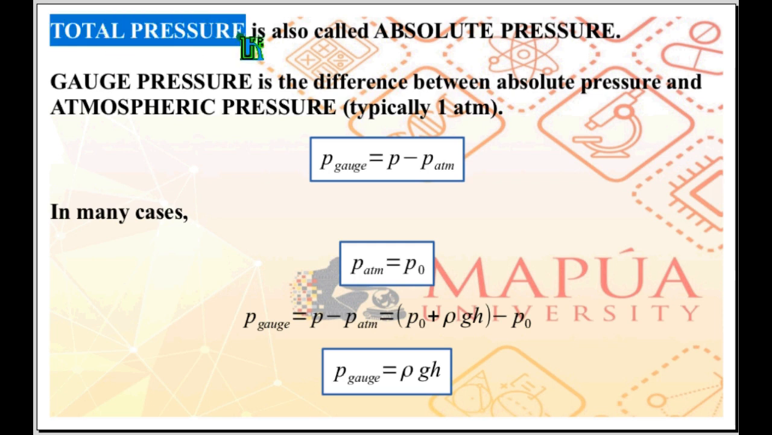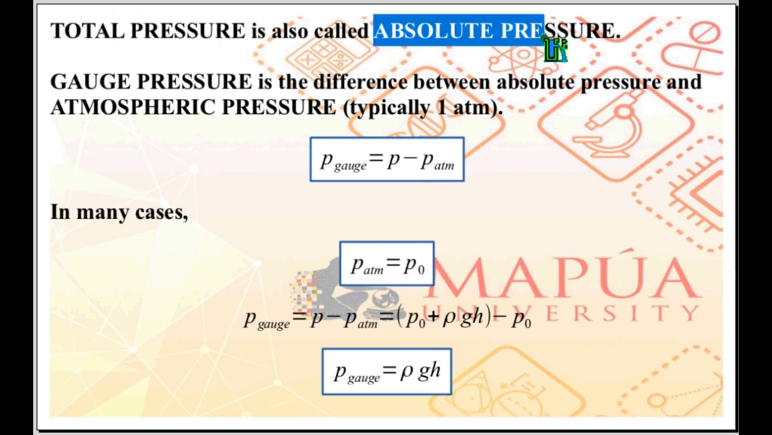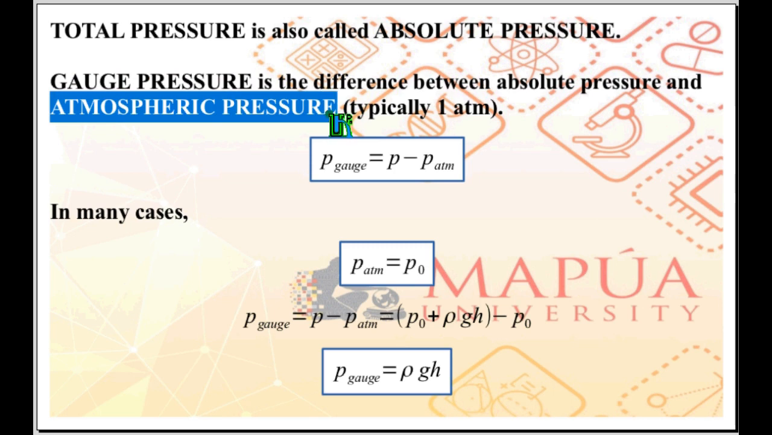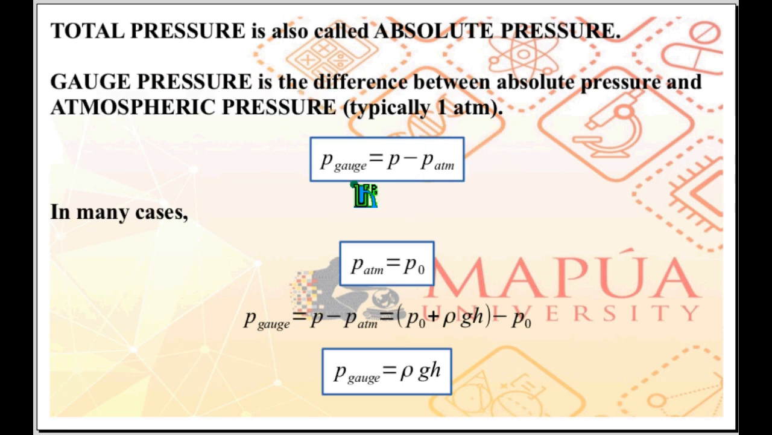Total pressure is also referred to as absolute pressure, whereas gauge pressure is the difference between absolute pressure and atmospheric pressure. Atmospheric pressure is typically taken to be equal to 1 atmosphere. So, gauge pressure is equal to total pressure or absolute pressure minus P atmosphere, atmospheric pressure.